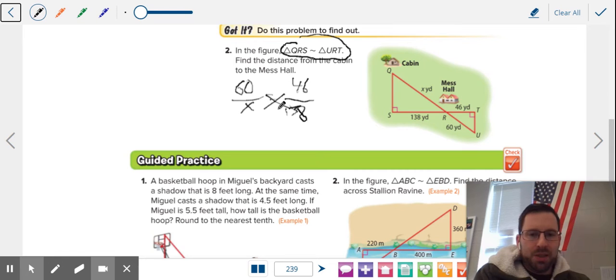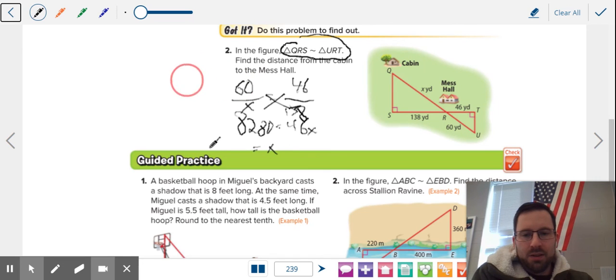Same thing here, cross multiply. 60 times 138 is 8,280. 46 times x is 46x. I was going to go to my calculator on that one. That's embarrassing. So 8,280 divided by 46 is 180. Don't forget your label. 180 what? Yards is labeled in the problem.